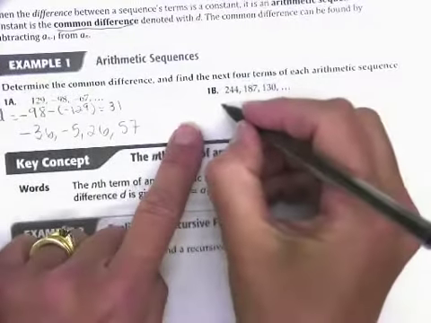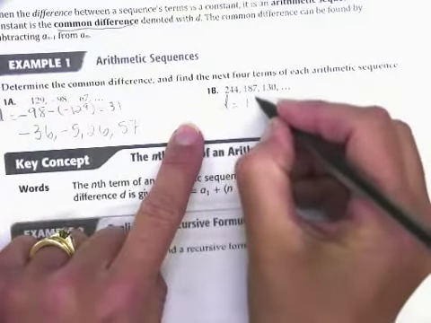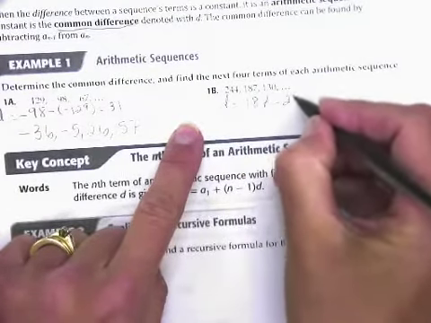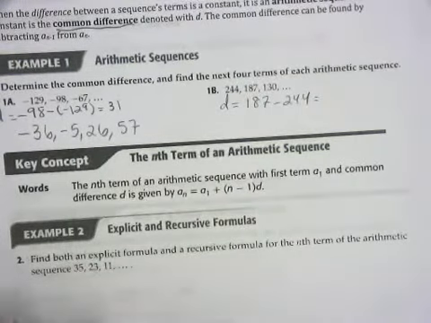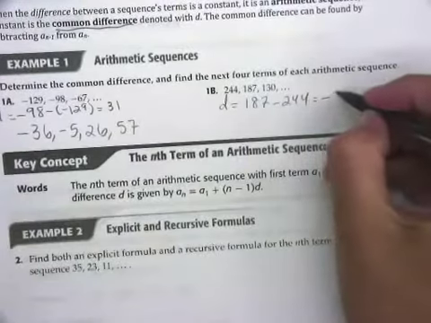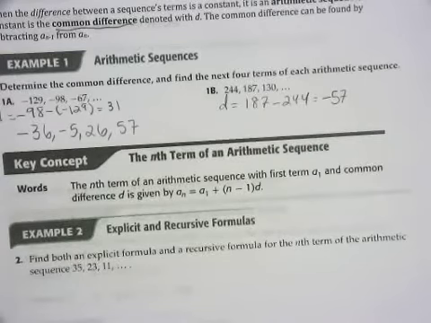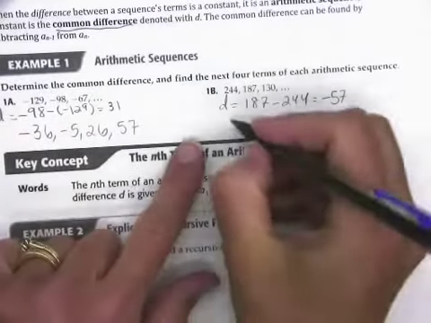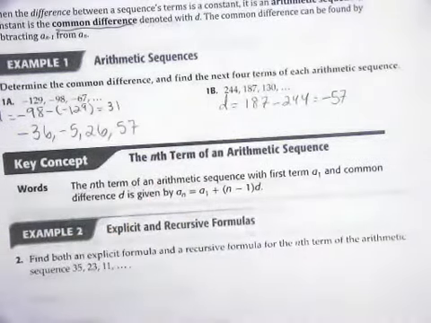For part B, in order to find the common difference, that's 187 minus 244. And that's negative 57. And that means that I'm constantly subtracting 57 in order to find my next term. So the problem was also asking us to find the next 4 terms.